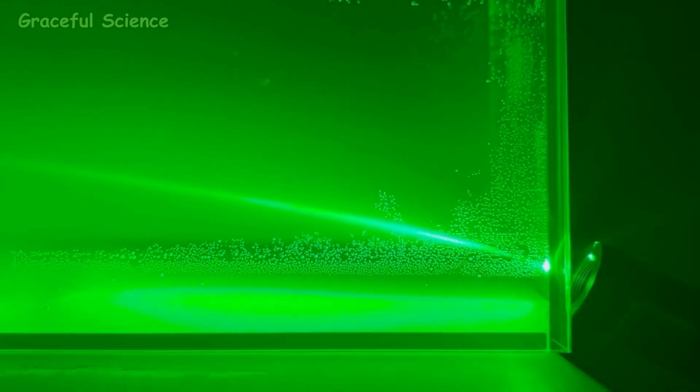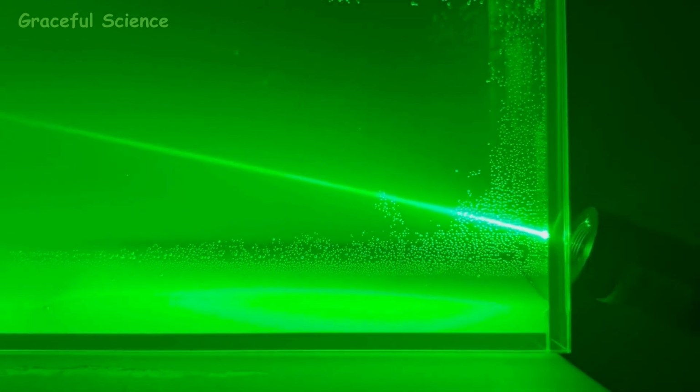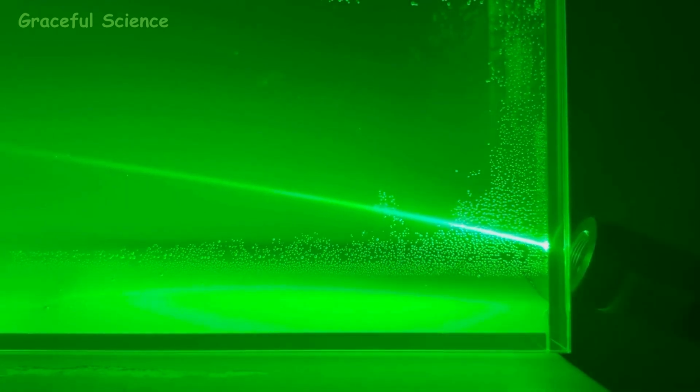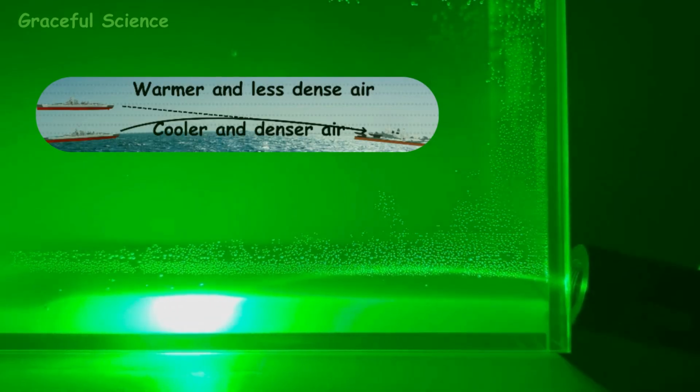Now I tilt the beam upward. As I gradually reduce the angle, the light bends into a smooth arc, just like the light ray bent in the previous diagram of a superior mirage.